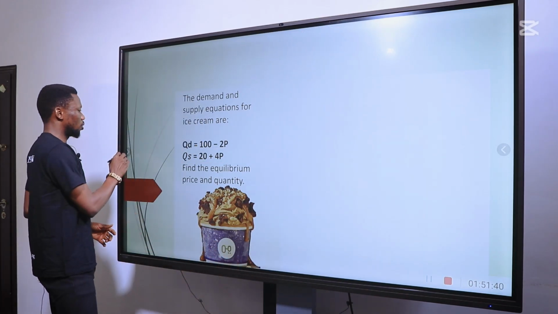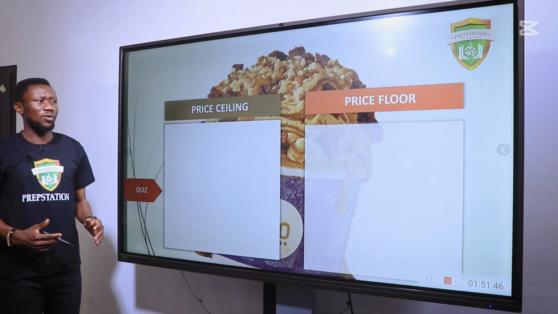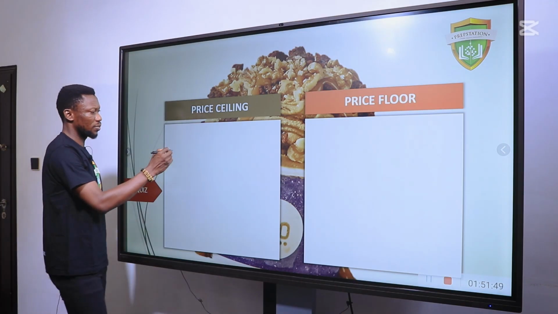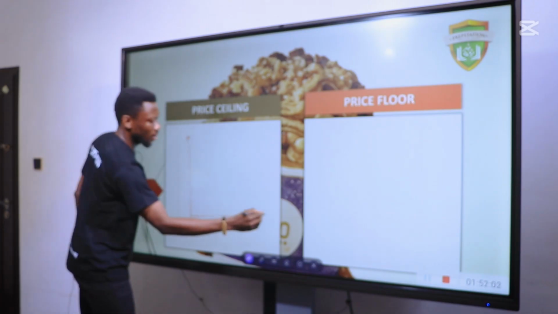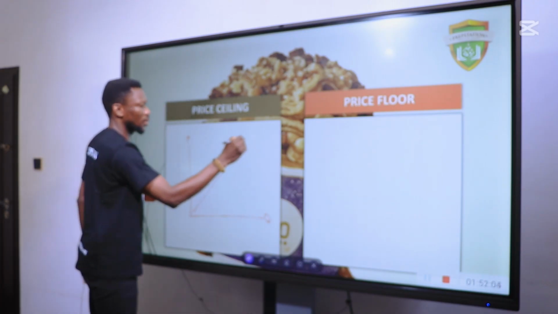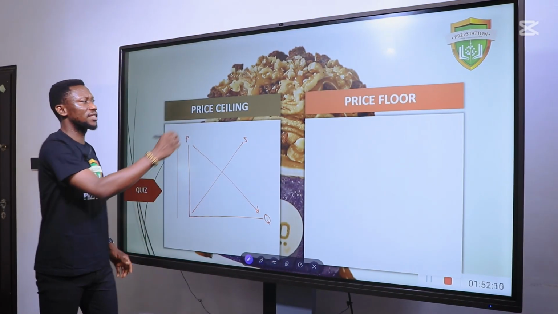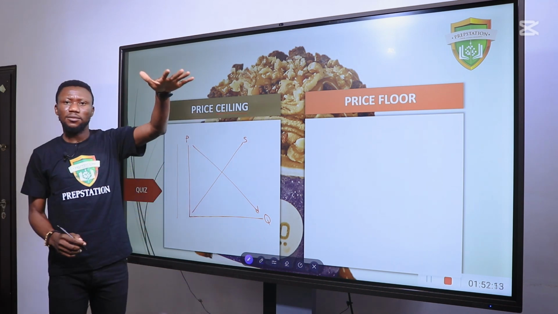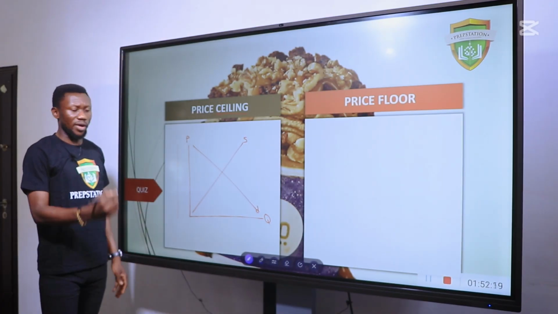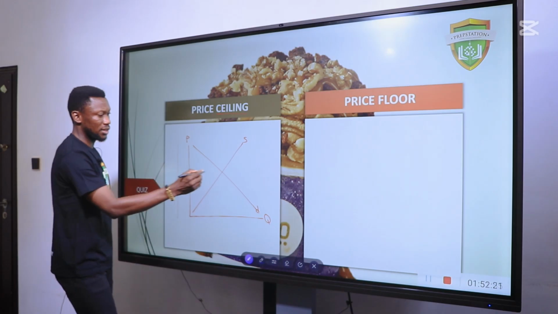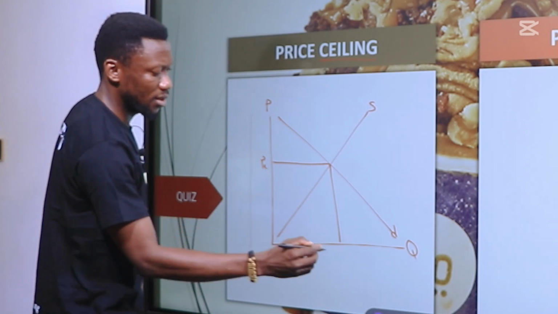Now let us go into drawing the graphs for price ceiling and price floor. So whenever we have an equilibrium graph like this, with P and Q, and we have our supply, we have our demand, like this. If we're dealing with a price ceiling, from the word ceiling, it means the highest point, like the roof of your place, wherever you are right now. So normally this is the equilibrium point, right here. Let me call this PE and QE.